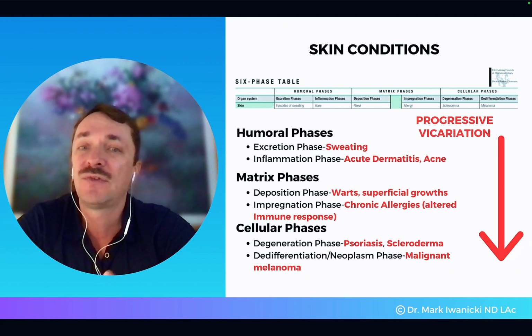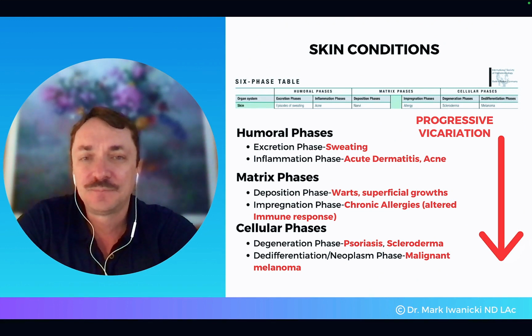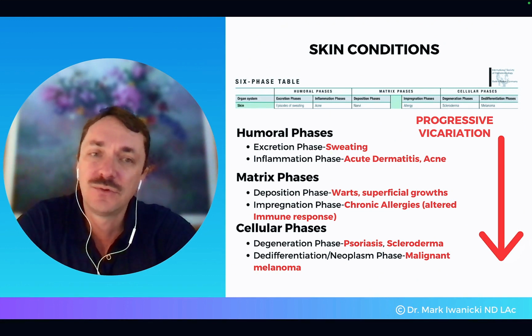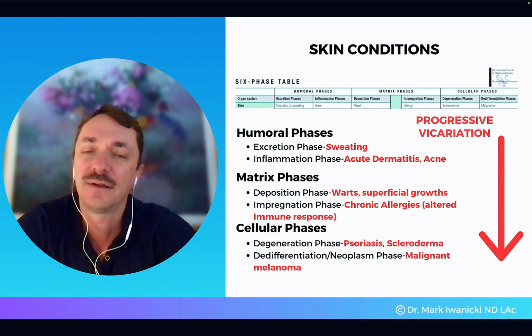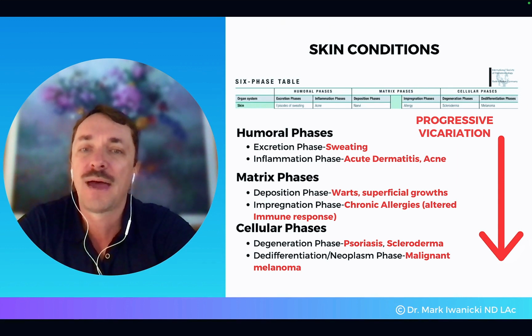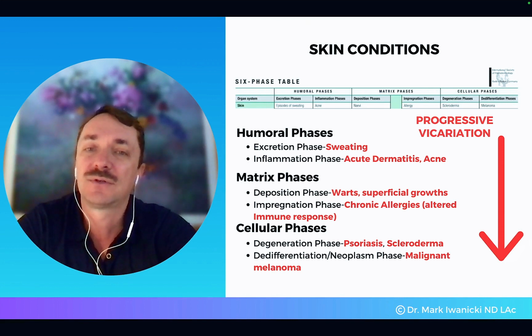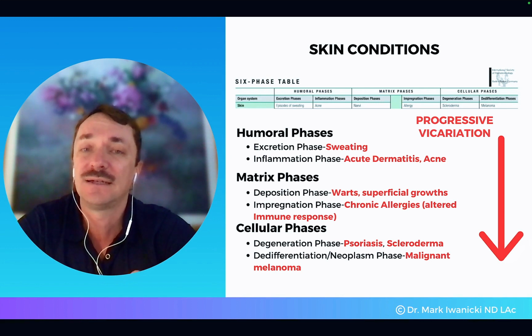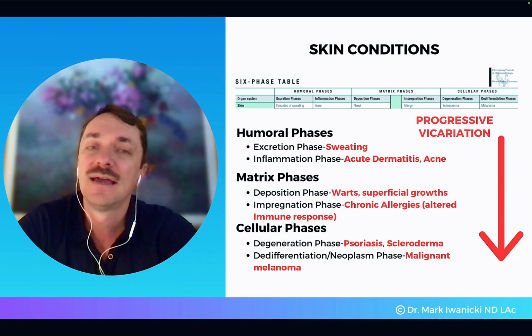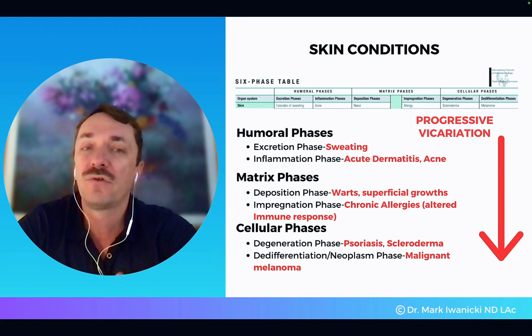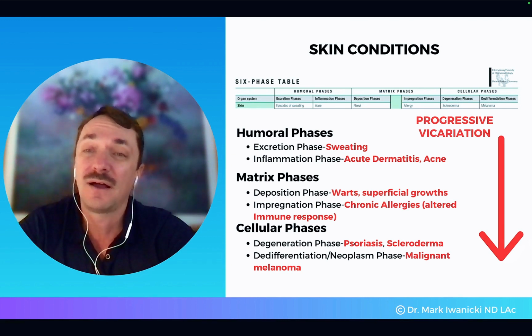In the matrix phase, we have the deposition phase, where we see warts and superficial growths. The body is accumulating toxicity, but it's trying to encapsulate it, trying to hide it in a deposition manner. So then we have impregnation, where we're getting a breakdown of the immune system. We're getting more and more toxicity within the space, and the immune system, which lives in the space, is beginning to become even more inflamed, chronically inflamed. We have chronic allergies in this phase. In the cellular phases, we're getting even further breakdown.